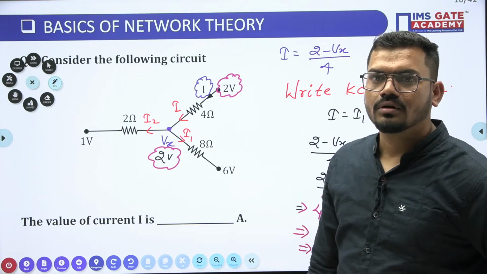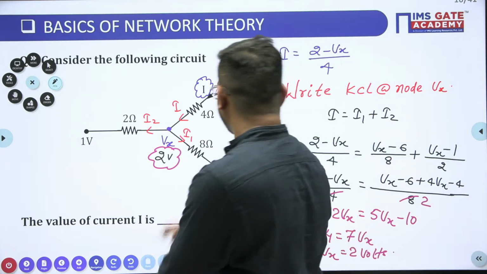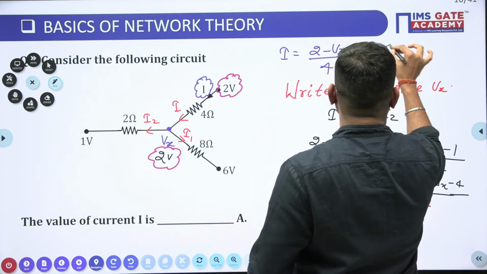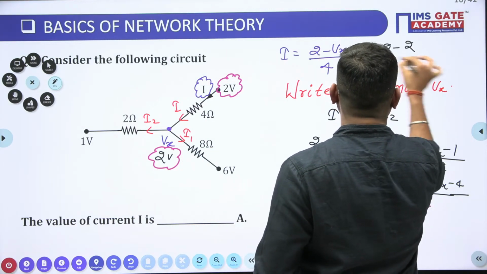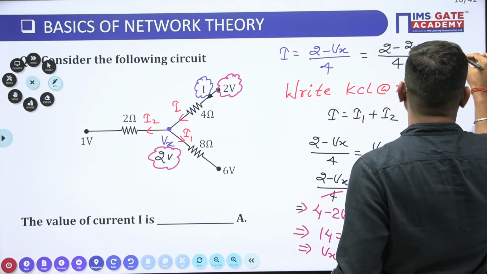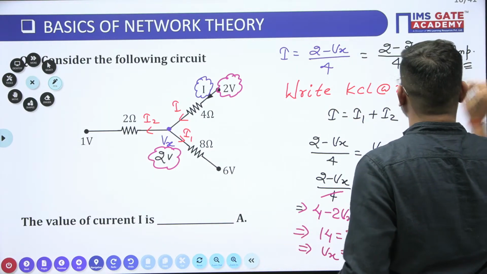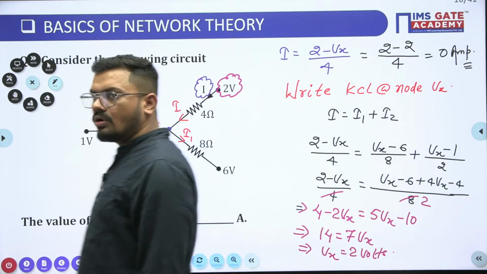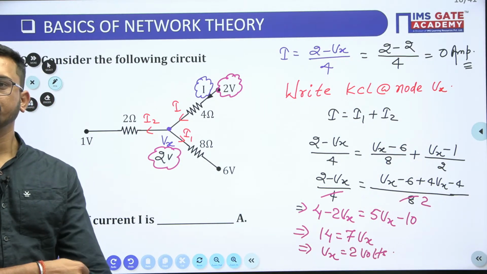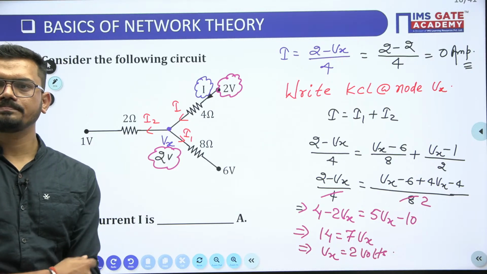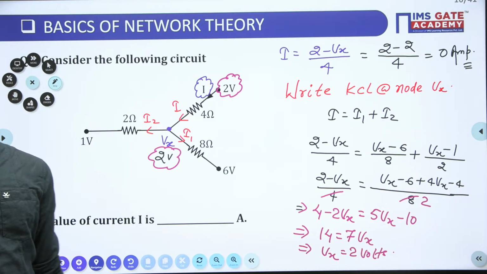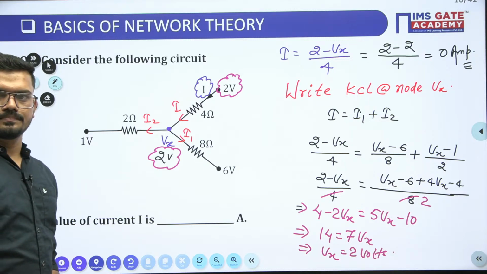0. Very good. Very good, Smith. Okay now? So this current I is equal to what, guys? 2 minus of 2, and this divided by 4, which is equal to 0 ampere, guys. So 0 is the correct answer, guys. Very good, Mevada. Is it clear to all? Yes or no? Is it clear, Rohit? Okay. Very good.